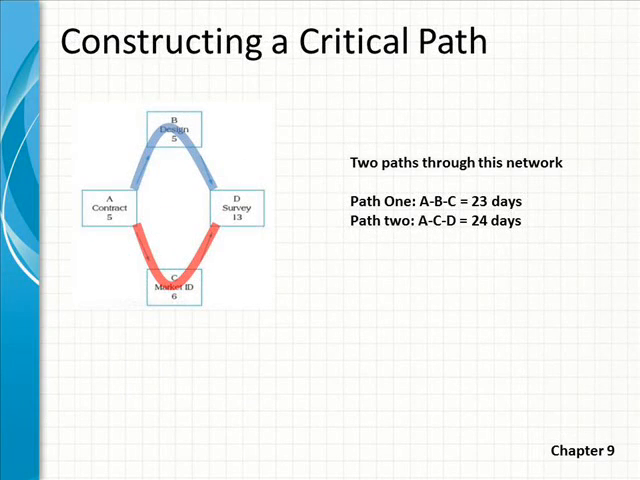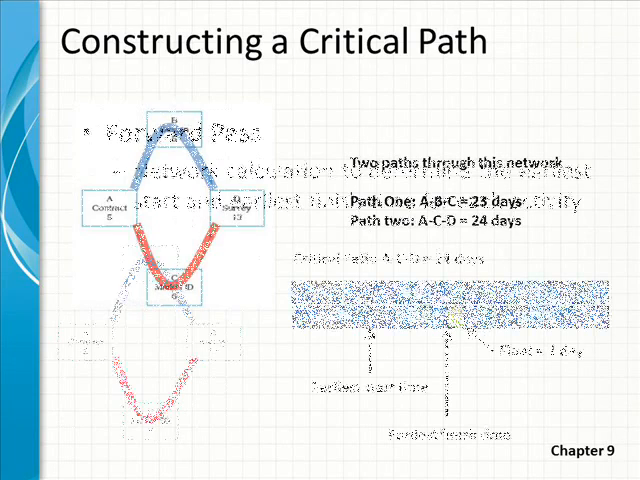Let's put all this together. Here we have a network diagram, very simple, but with 4 different nodes. There are 2 paths through the network, A, B, and C. We've done our estimations, and we know that combined A, B, and C is 23 days. If we take the other path, A, C, and D, we add up all those estimations, and we have 24 days. So we're able to identify the critical path as being A, C, D.